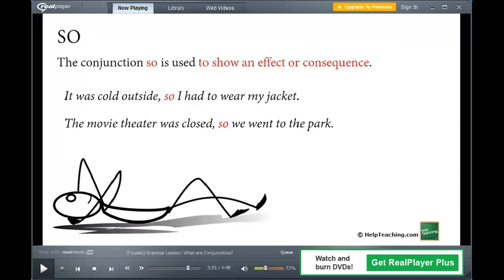The movie theater was closed, so what happened? So we went to the park. It was because the theater was closed that gave them the option of going to the park. So the effect of the theater being closed was that they went to the park.